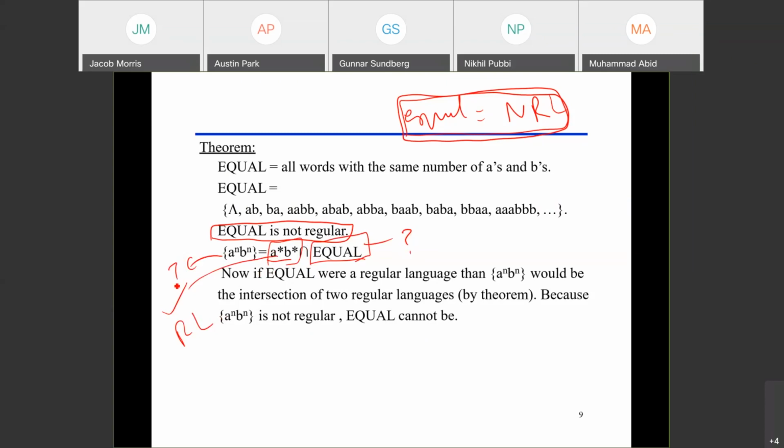Okay. So now a^n b^n would be the intersection of two languages. We figure out that a^n b^n is the intersection of these two languages. So now a^n b^n, we figured out by the previous page, is also a non-regular language.